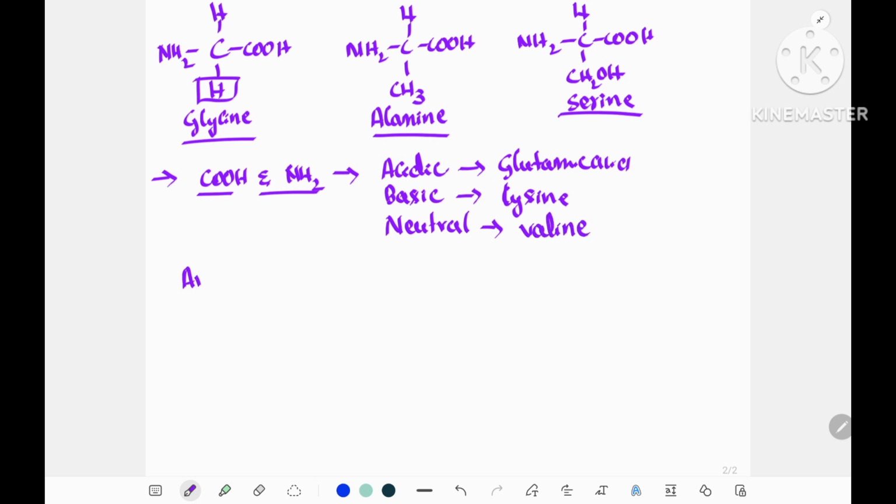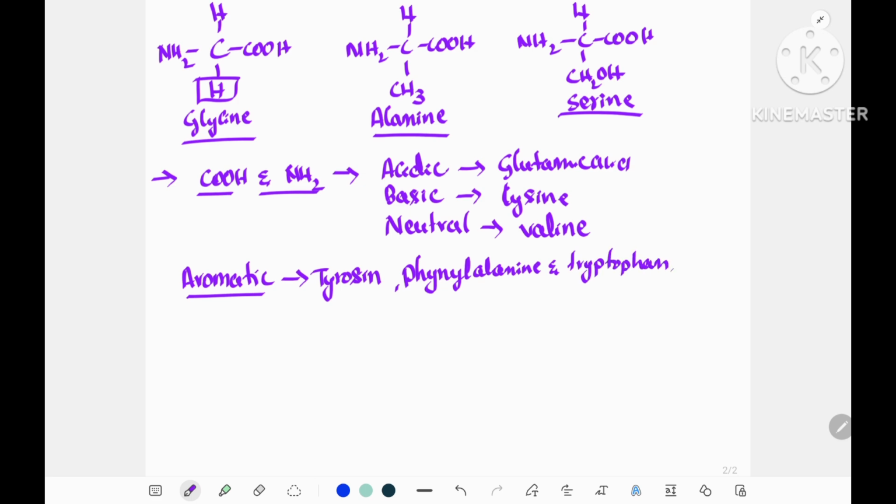Same way, aromatic amino acids are also present which have an aromatic R group. Example, tyrosine, phenylalanine, and tryptophan. That is about the classification.